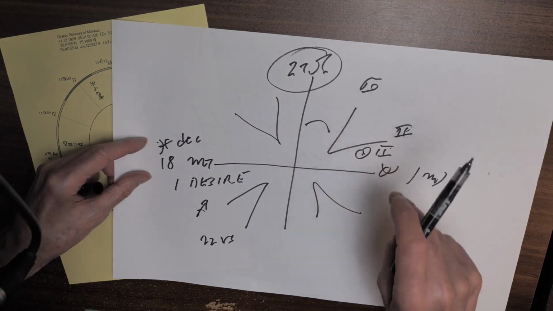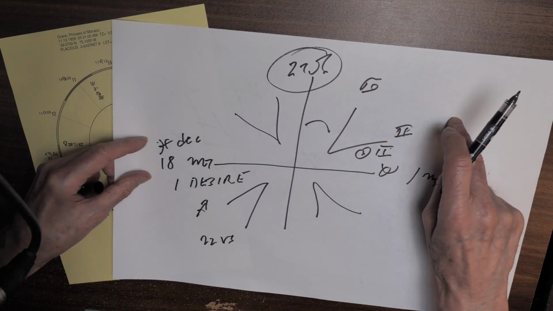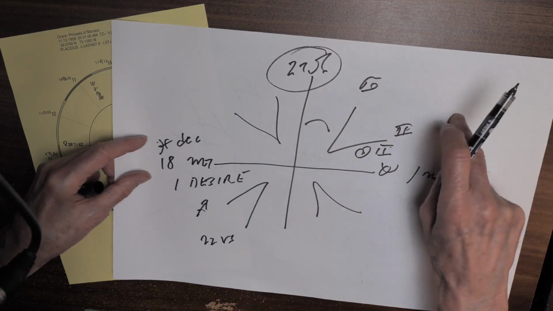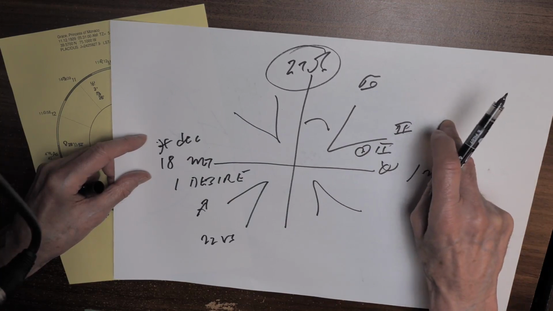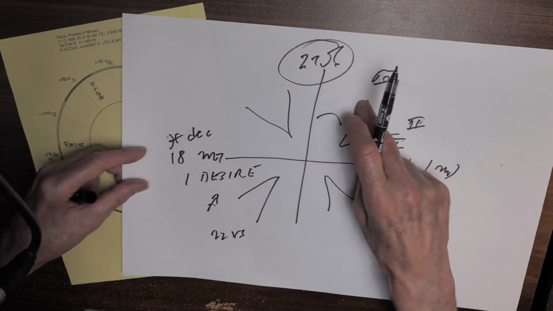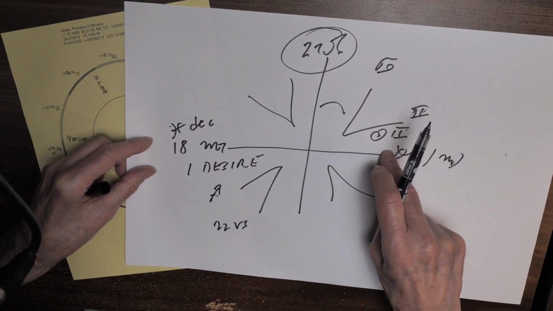Because if you remember the logic, the ruler of the 1st in the 7th, other people control you. The ruler of the 7th in the 1st, you control other people. So that's a lot. So Clint, with his career, needs partnerships, needs other people.